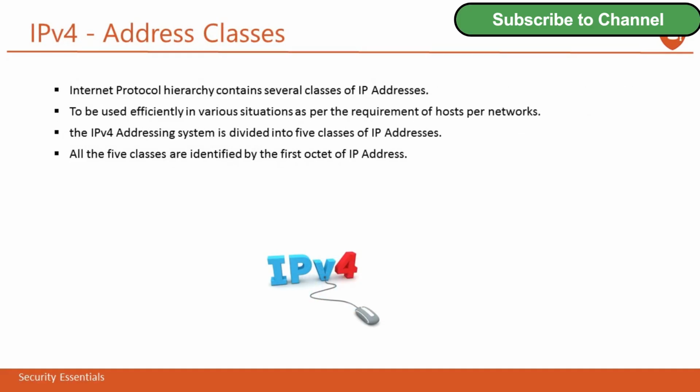So next is IPv4 addresses. These are Internet Protocol hierarchies that contain several classes of IP addresses to be used efficiently in various situations as per the requirements of hosts per network. The IPv4 addressing system is divided into 5 classes of IP addresses. All the 5 classes are identified by the first octet of the IP address.